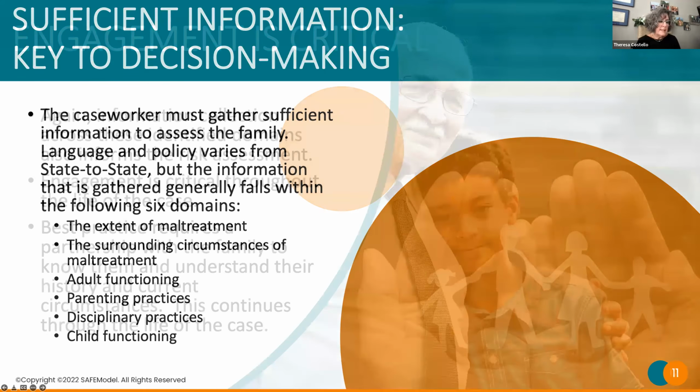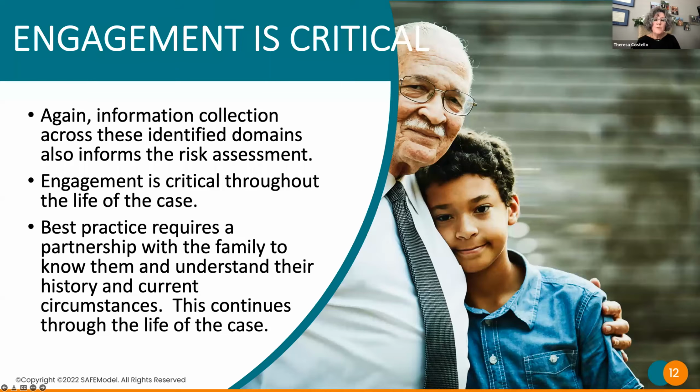Engagement is critical. The next point I want to make is that information collection obviously is not easy, and it's not going to happen unless we have quality engagement. And so the way we go about engaging families is important. We like to think about a partnership with a family to get to know them, to understand their history, to understand their current circumstances, and that engagement process isn't just one and done at first contact. It begins at first contact and should continue through the life of the case, and must continue even if we're handing the case off to someone else, because that's the way our agency is structured.